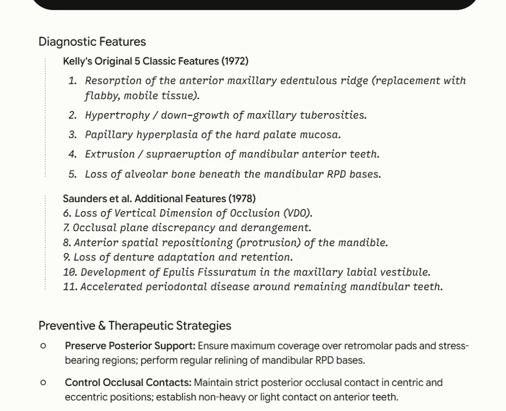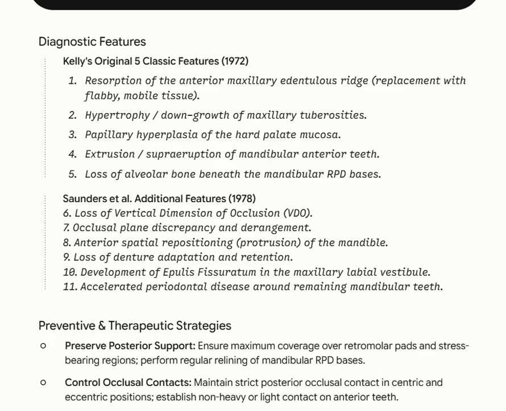Hypertrophy and downgrowth of maxillary tuberosities. Papillary hyperplasia of the hard palate mucosa. Extrusion, supraeruption of mandibular anterior teeth. Loss of alveolar bone beneath the mandibular RPD bases. Saunders et al. additional features, 1978.